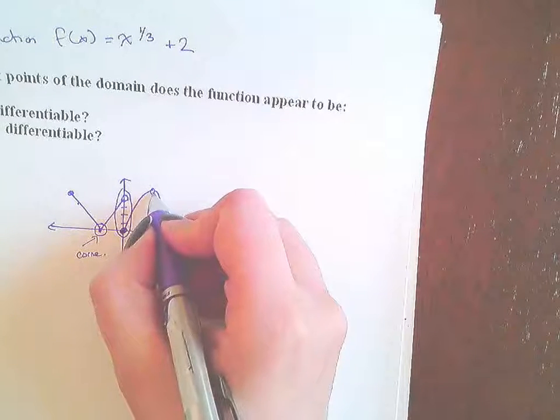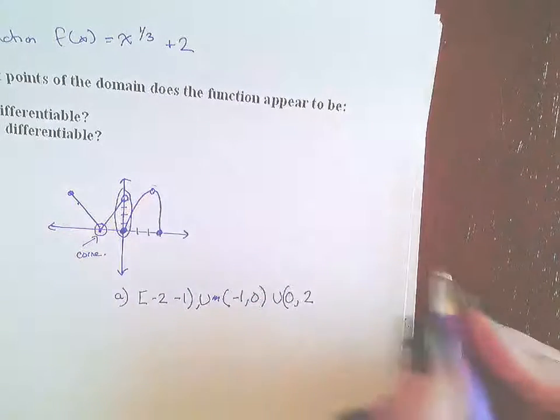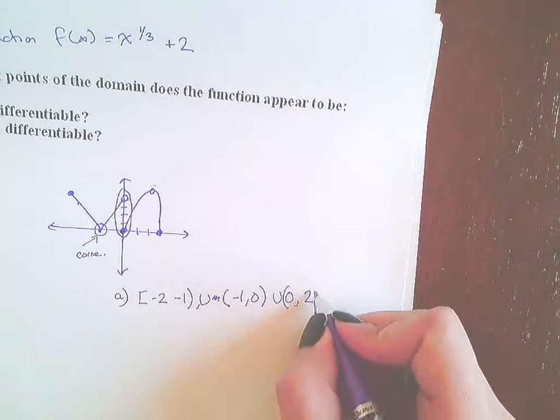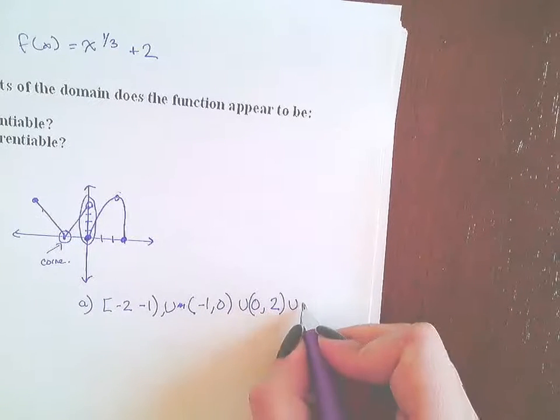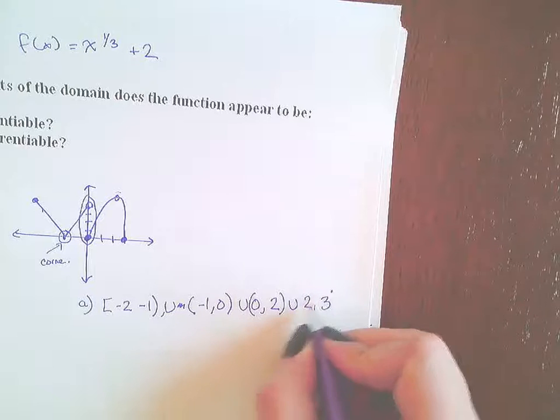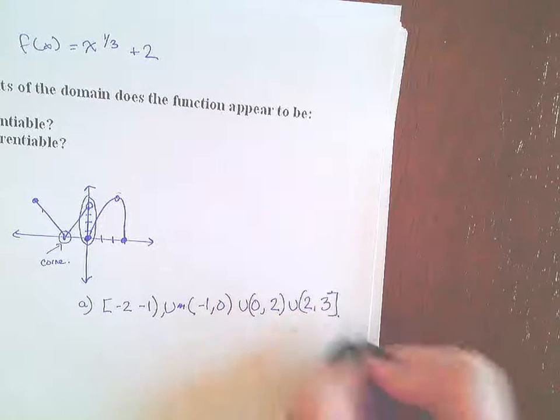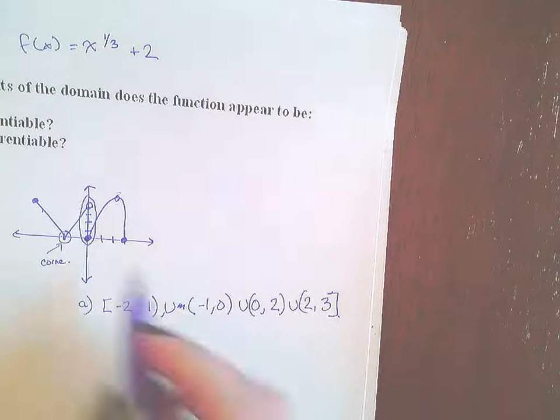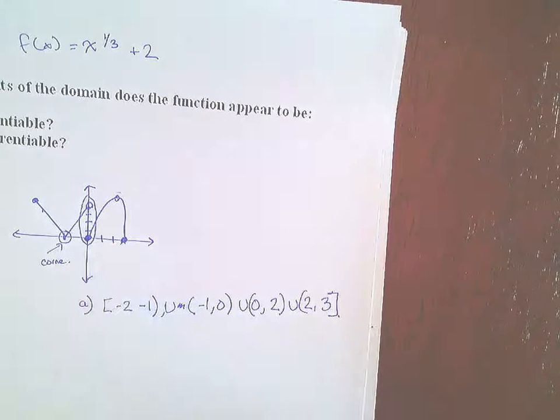because there's a hole here. So we obviously do not have a slope at that point. So 2 is not included. And then it picks up again at 2 all the way to 3. And then 3 is included because that's a point. Okay?